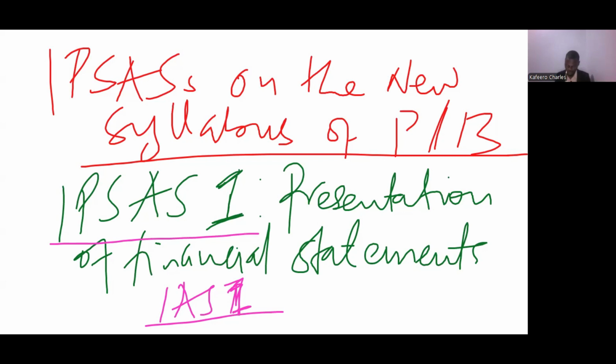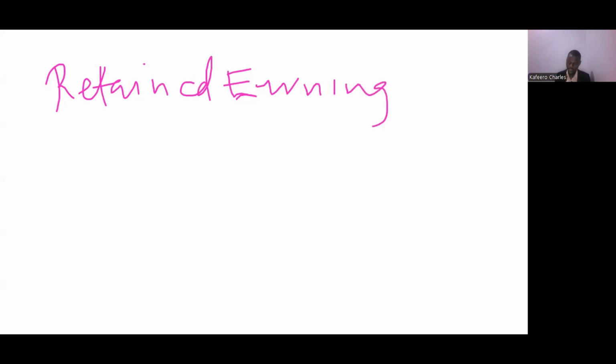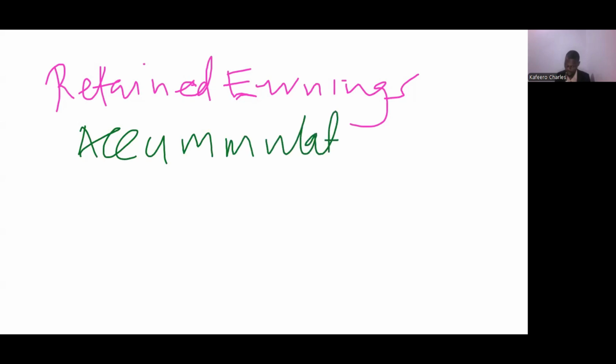For example, where you talk about retained earnings under IS1, here we shall be talking about accumulated surplus. So the retained earnings will be replaced by accumulated surplus. Those are going to keep on changing.